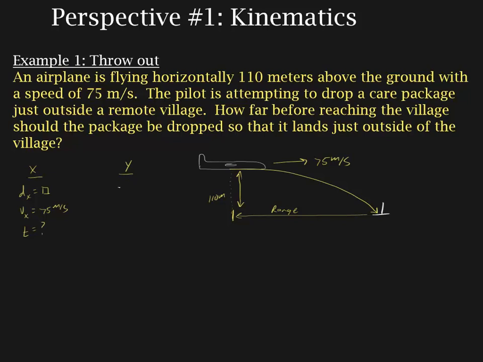In the y dimension, we have dy is equal to minus 110 meters. V initial y is equal to 0. V final y is an unknown quantity. The acceleration is equal to g. And t, once again, is an unknown quantity.